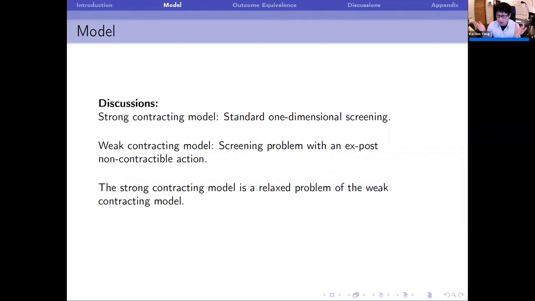So in a strong contracting model, the ability to contract on price simplifies the problem, or in other words, allows us to separate the problem into a classical one-dimensional mechanism design problem and a classical information design problem. The same thing is not true in the weak contracting model, because in the weak contracting model, the seller gets to choose the price after a signal is determined by the contract. In other words, the weak contracting model is a screening problem with an ex post non-contractual action, which is the price charged by the seller here. But in any case, a strong contracting model is mathematically a relaxed problem of the weak contracting model, because there are just fewer constraints. We don't have to worry about prices in the strong contracting model, but we do have to worry about that in the weak contracting model. Okay, so that's the model.